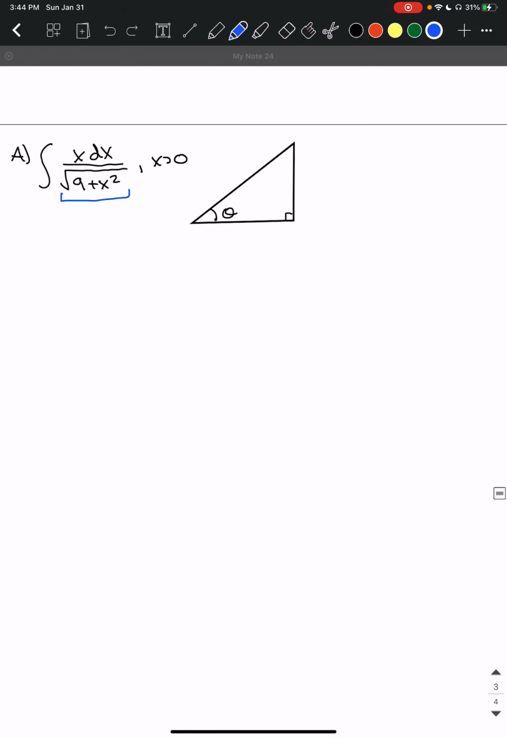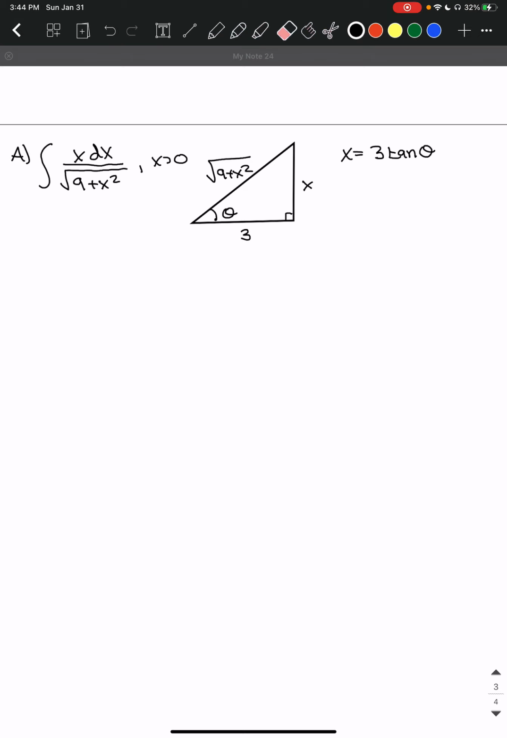So that tells us that we have a, which is 3, down here. I have x over here, and I have the square root of 9 plus x squared as my hypotenuse. We can go ahead and work this out. This says that x is equal to 3 tangent of theta. And then what we need to do is not only solve for x, but we need to solve for dx as well.